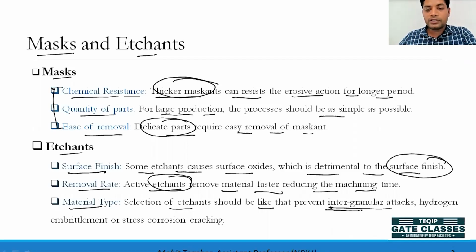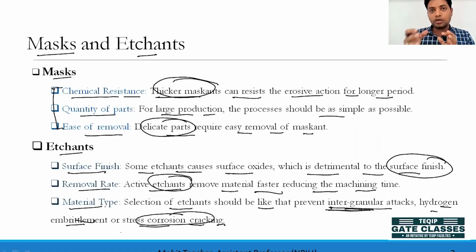First, intergranular cracking should not be there, hydrogen embrittlement should not be there, and stress corrosion cracking should not be there. Corrosion, meaning removal of the material by the chemical, will happen, but there should not be cracking. Stress corrosion cracking should not be there. Hydrogen embrittlement means there should be no absorption of hydrogen particles in the steel.